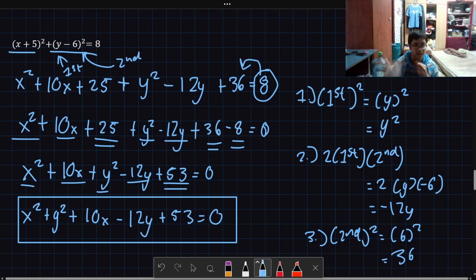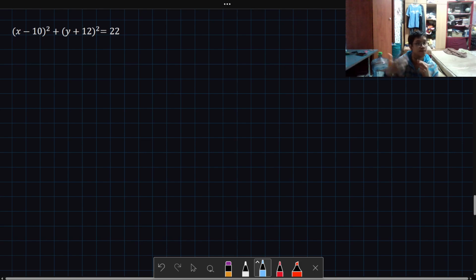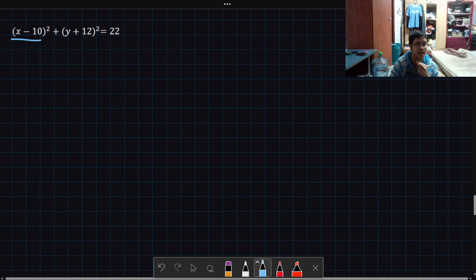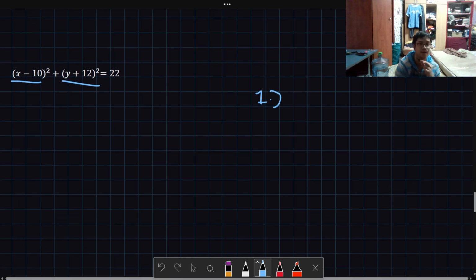Now let's proceed to the next problem, which is here. This one uses the same steps, no changes. All we need to do is expand the squared binomials. We have to expand these two. Same technique. Let's start first with x minus 10.